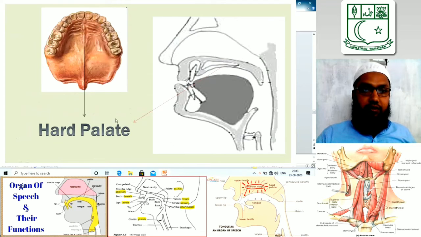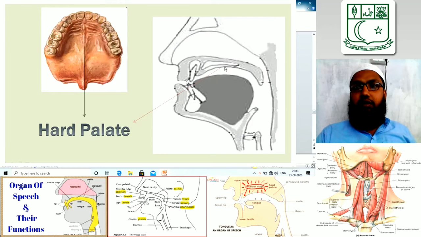Here you can see, with the help of the structure, we can understand what the hard palate is. This is the hard palate. It is completely hard. Above the middle part of the tongue we have the hard palate. This is the middle part of the tongue, and just above it, opposite to it, we have the hard palate.